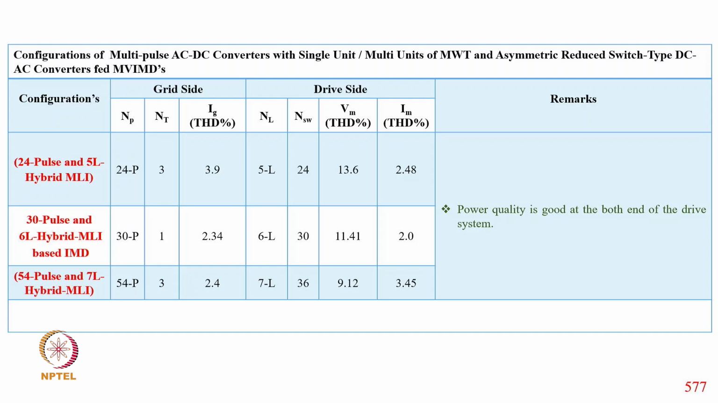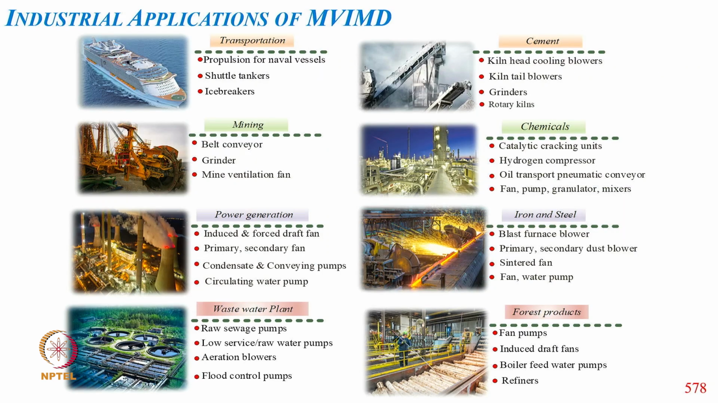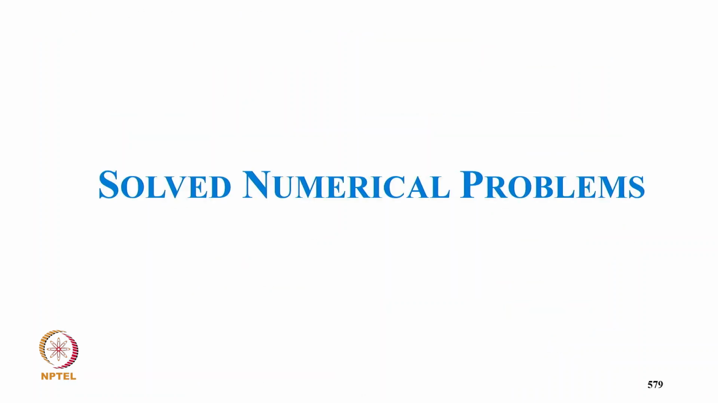And this is the summary giving all: with the 24-pulse 5-level, supply current THD is 3.9 and motor current THD is 2.48; for 30-pulse 6-level it is 3.4, 3.4 and 2.2; and 54-pulse is 2.4 and 3.4. These are the industrial applications corresponding to transportation, mining, power generation, wastewater treatment, cement, chemical, iron, steel, and forest products for this high power multi-level converter.